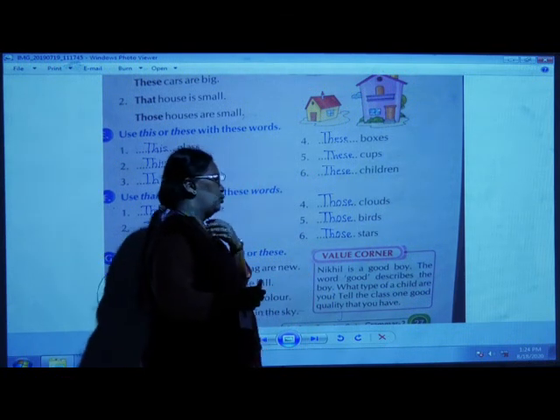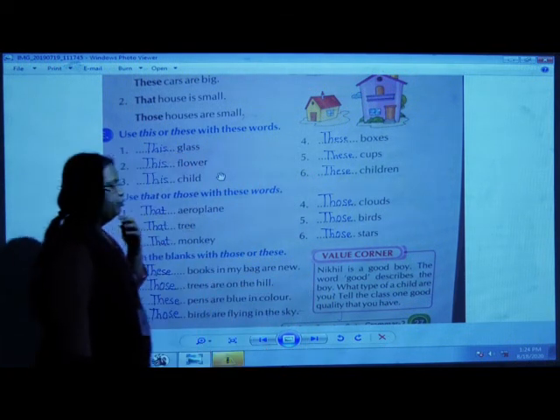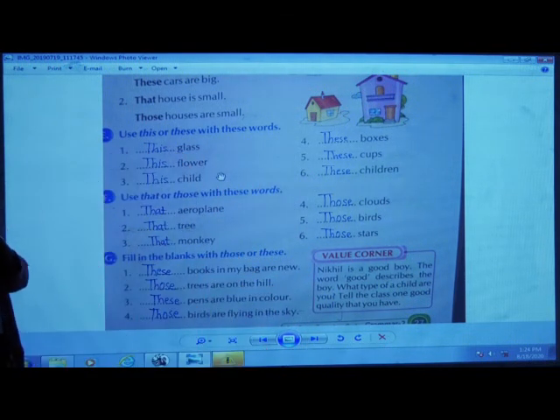What type of child are you? Tell the class one good quality that you have. In this way, you can prepare the question and answer also. So, once again we shall see.